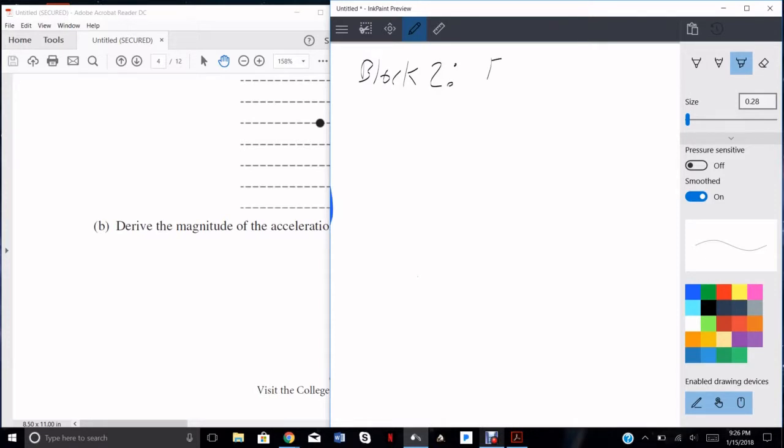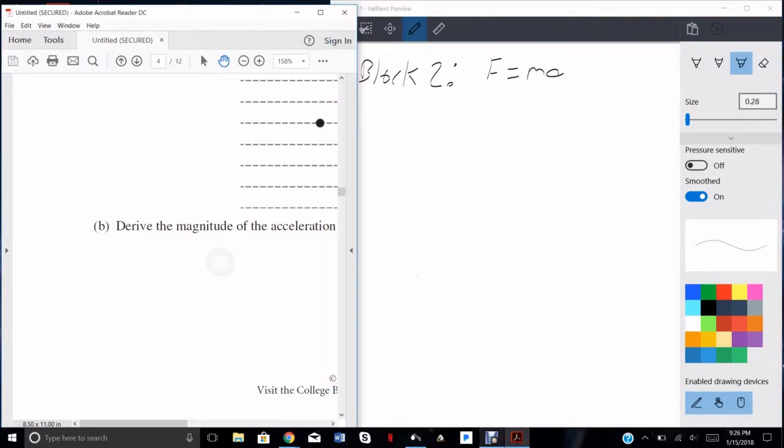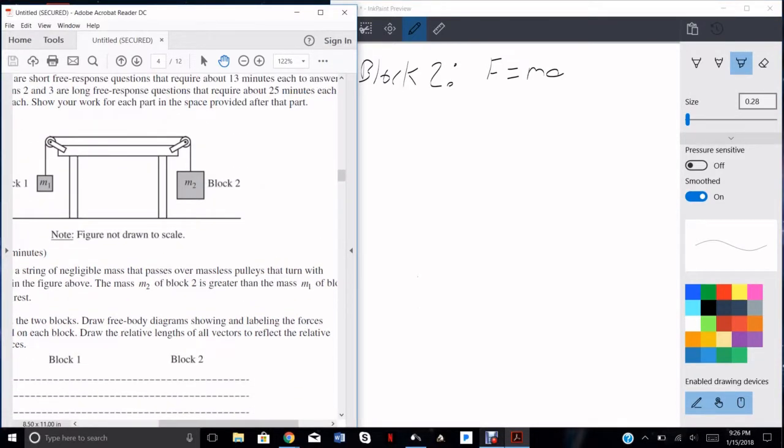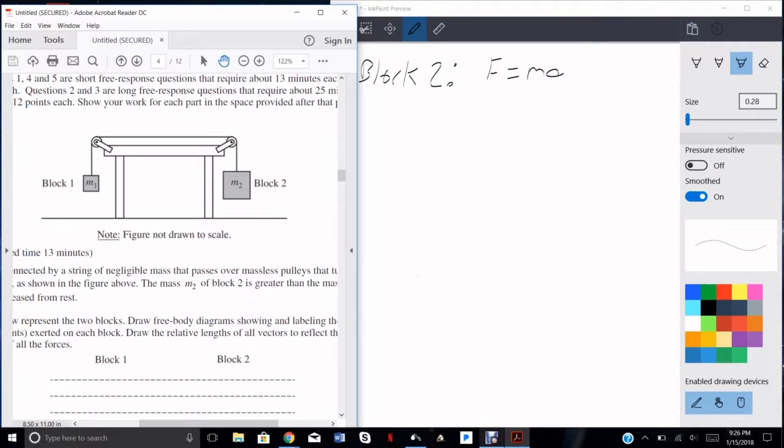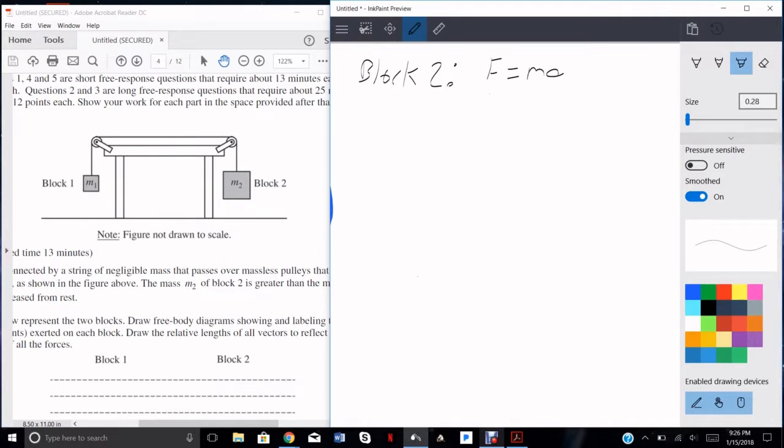We know that force is equal to mass times acceleration. We know that the force of tension for block 2 is less than the force due to gravity. We know this because the block is moving downwards, and the force of tension is not enough to counteract the force of gravity and cause the block to be in equilibrium. Because of this, we can represent net force as m2g, which is the force due to gravity, minus the force of tension, which is equal to mass 2 times acceleration.